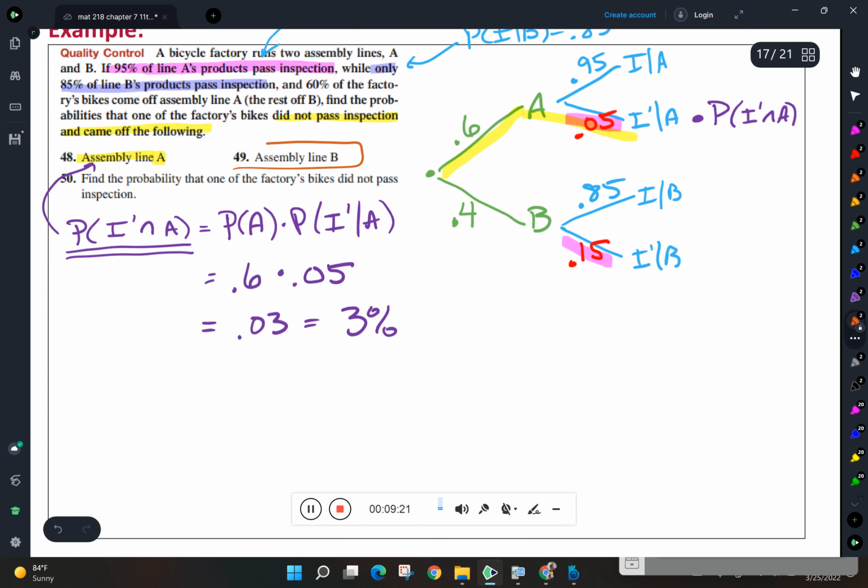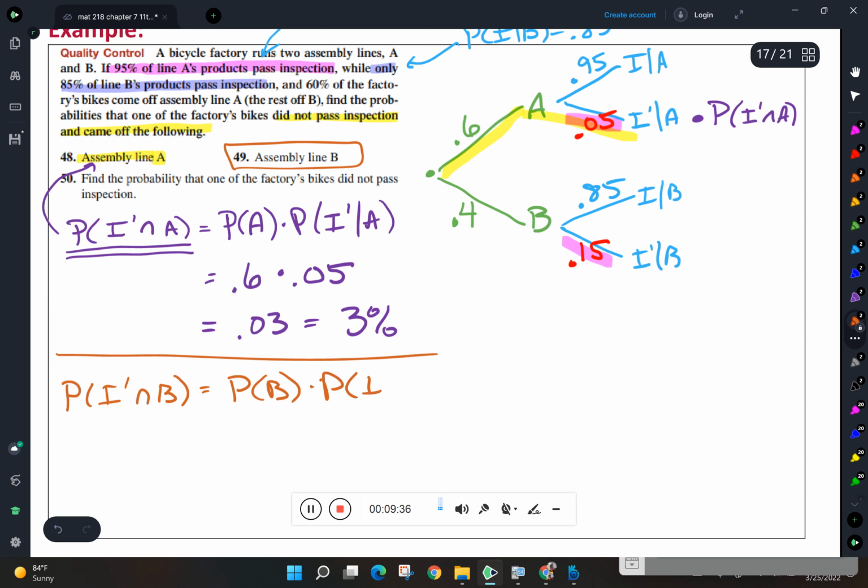What about if they wanted it to come off of assembly line B? Well, it's roughly the same question. It's just saying, what's the probability that you didn't pass inspection and you came from assembly line B? Well, the formula says that that's going to be the probability of B times the conditional probability that you failed inspection given that you came from B. Geez, that is an ugly B. You'd think if it's a letter in my name, I'd know how to make it. Okay. So on the tree diagram, that's going to be B and then failed.